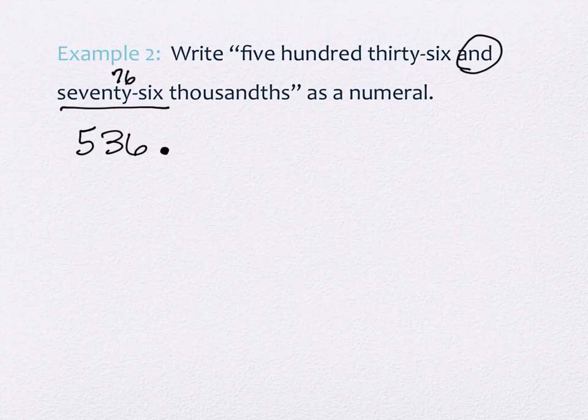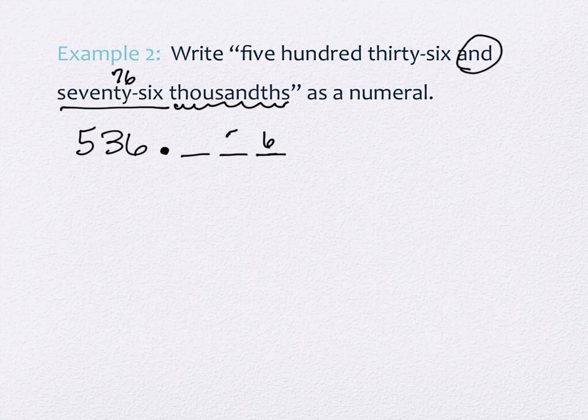76. And this here tells us where it needs to end. Okay, how many places over do I have to go to get the thousandths place? How far? 3. So I need 3 places, and I need my 76 to end there, which means the 6 goes here and the 7 goes here. Okay? So what's going to go in that place where I didn't write anything?